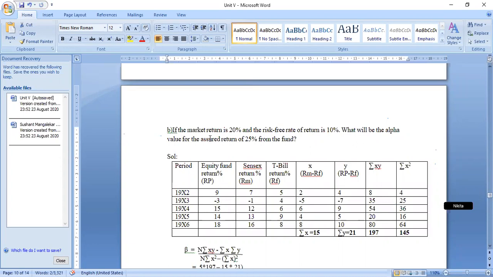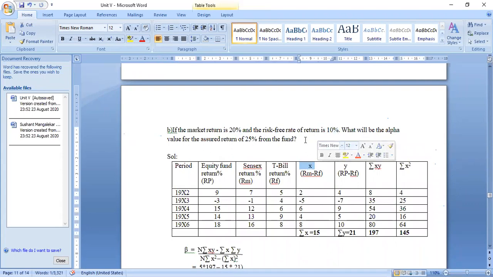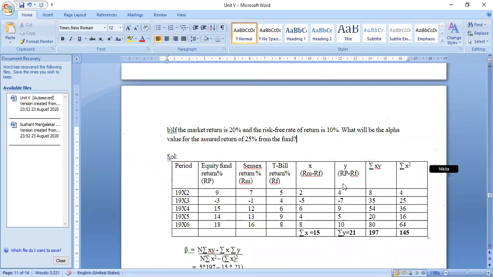Okay, so here market return is RM, you can take this as RM. And RF you can take as 10%, so you will get the value of X. Then we have to calculate the value of Y. You have the fund's assured return of 25%, that is nothing but RP. So you take RP minus RF, and we have to just calculate for one value.